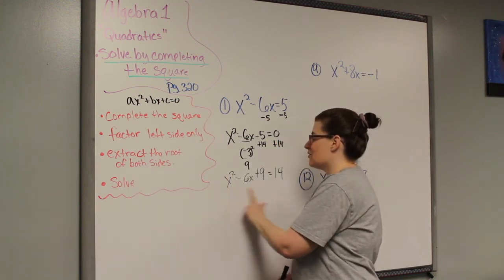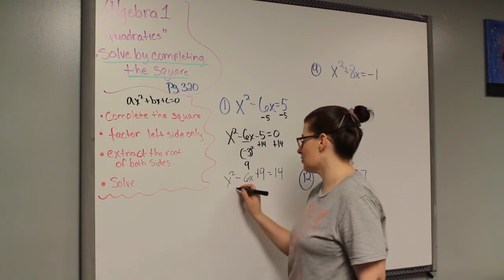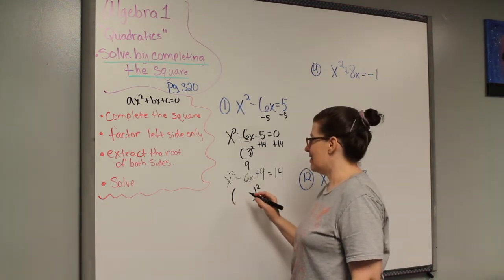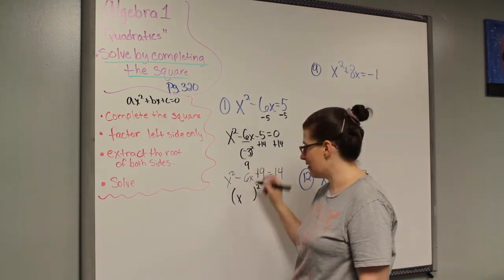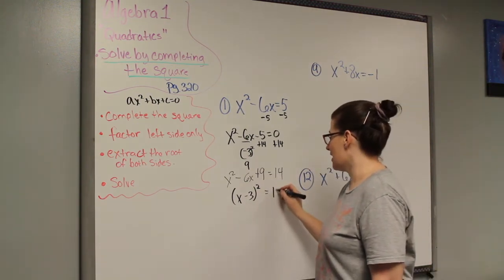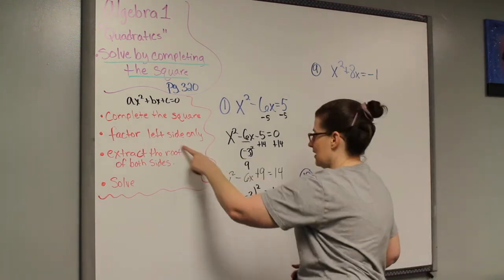Now it says factor the left side only. And remember, the left side will always be a perfect square trinomial. So we're going to have one parenthesis with the squared sign, and then we will have x, and then whatever it is that you had right here, that's what goes there, okay? And then we got 14 on this side. All right, so now we've factored the left side.